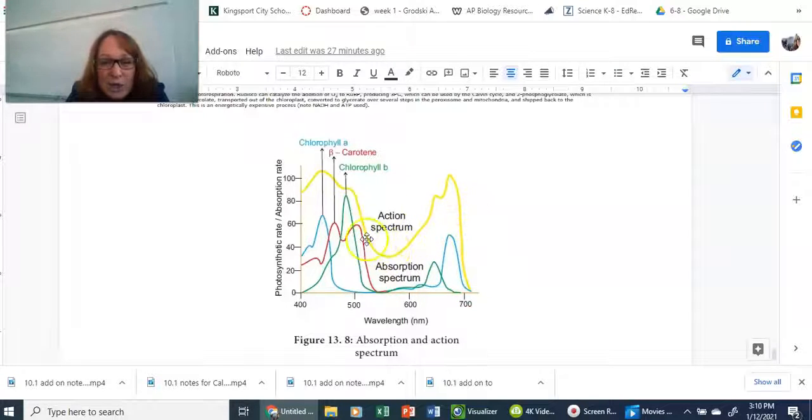But the action spectrum of all of them is the summation of all of these absorption spectra. So chlorophyll A has its big part, but beta carotene's like, hello, I'm a carotenoid, I'm helping, and I expand this over farther than you would get, and chlorophyll B also expands it. So that's what the difference is. The action spectrum is bigger, broader than any one pigment by itself because it's a summation.